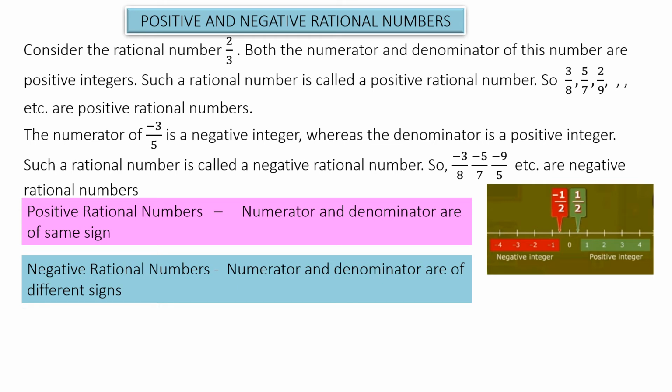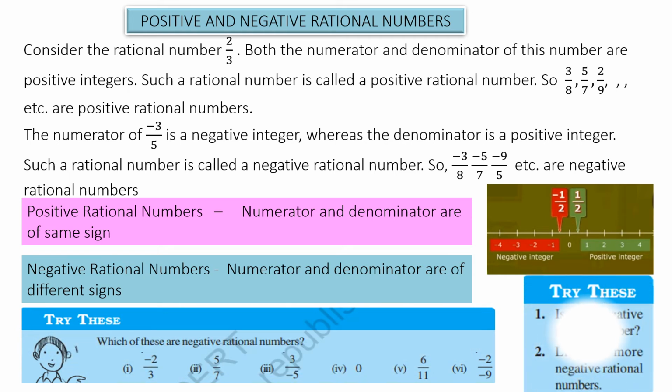Let us try this question. Which of these are negative rational numbers? The first one is a negative rational number. The second one, no, it is a positive rational number. Third one, the negative sign is there in the denominator, therefore that is a negative rational number. 0 is neither positive nor negative. 6 by 11 is a positive rational number. And negative 2 by negative 9, both are negative, therefore that is a positive rational number.